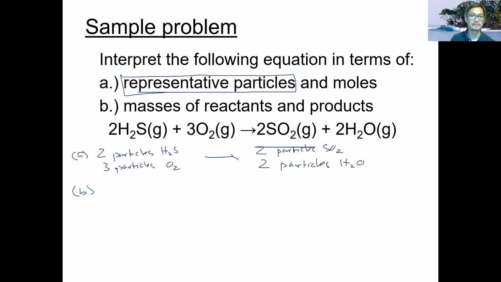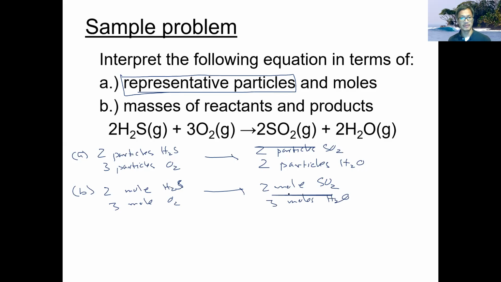And I'm sorry, we got moles as well. So 2 moles of dihydrogen sulfide, 3 moles of oxygen to start out with to produce then 2 moles of sulfur dioxide and 3 moles of water. And again, these numbers are taken directly from the balanced equation itself.